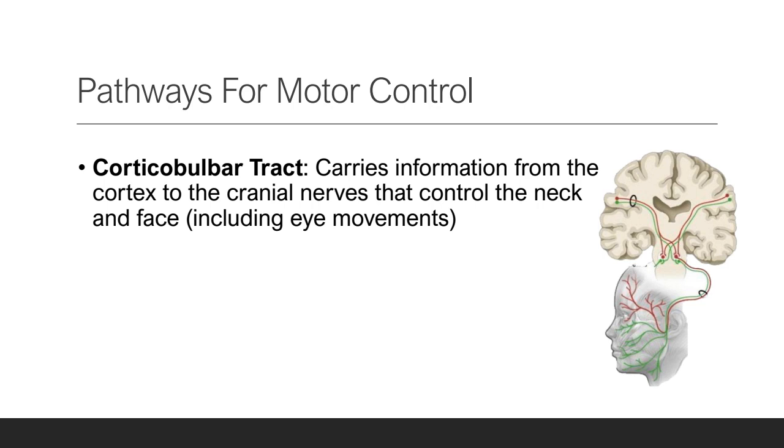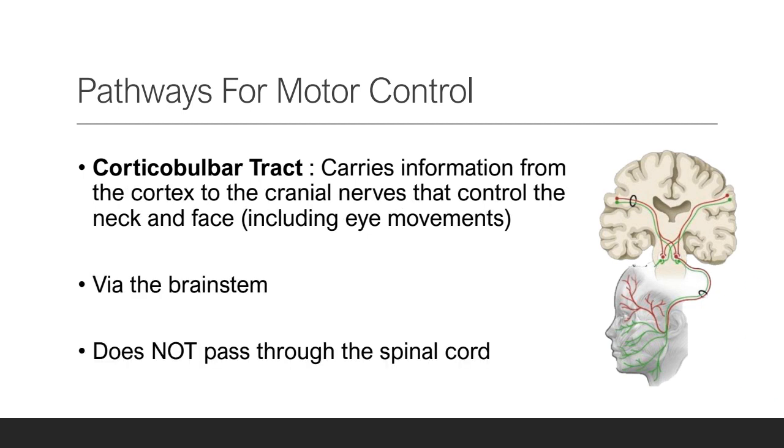These cranial nerves that are controlled by the corticobulbar tract are essential for critical reflexes associated with breathing, eating, eye movements, and facial expressions. And these are controlled by the brainstem directly. So with the corticobulbar tract, again, we're not relying on that middleman of the spinal cord, right?